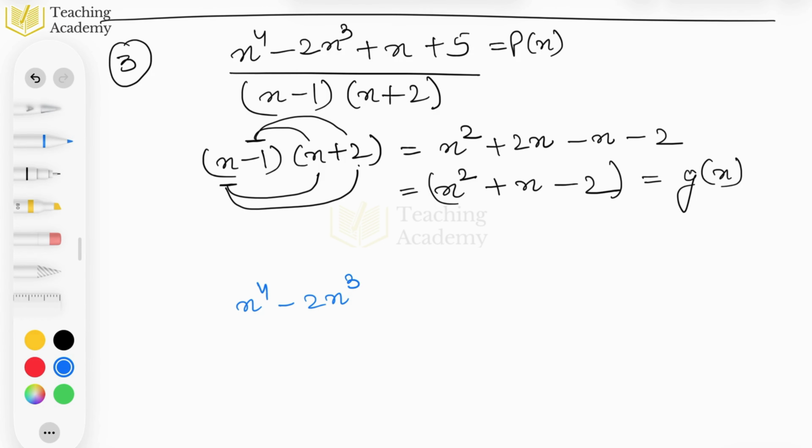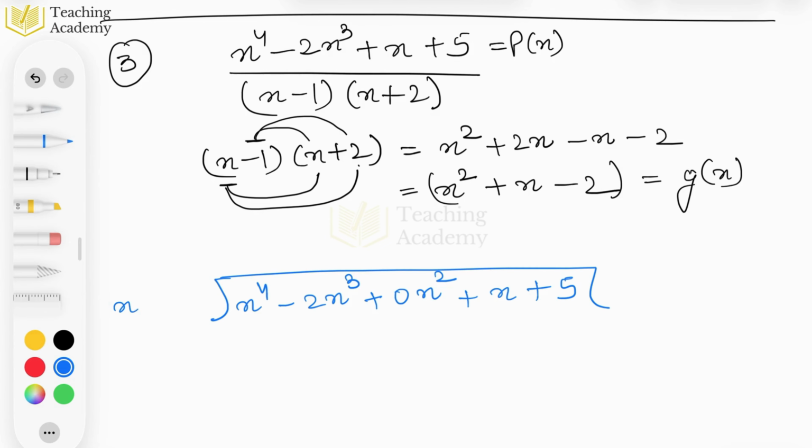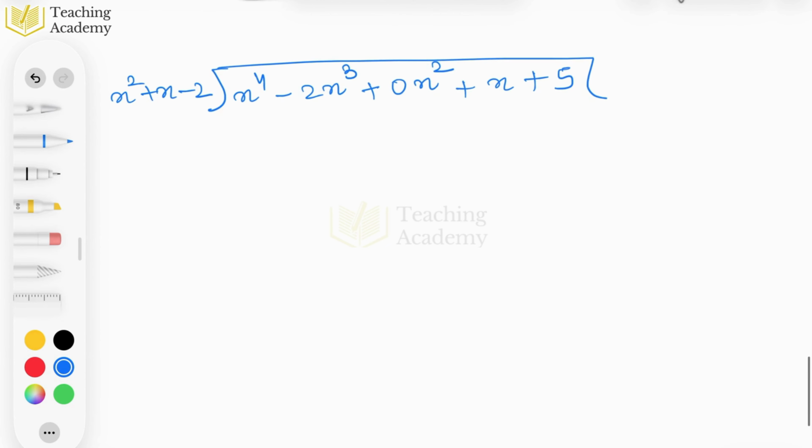So it is x to the power 4, minus 2x cube, there is no x square, so I'll be including 0x square here. Then there is plus x and plus 5, right? Now we are writing my divisor, which is x square plus x and negative 2. This is going to be a little bigger one, but it should be good for you if you understand the three term division as well. As I already said, please take the first terms in consideration and divide it. So x to the power 4 divided by x square gives you x square, so please write x square here.